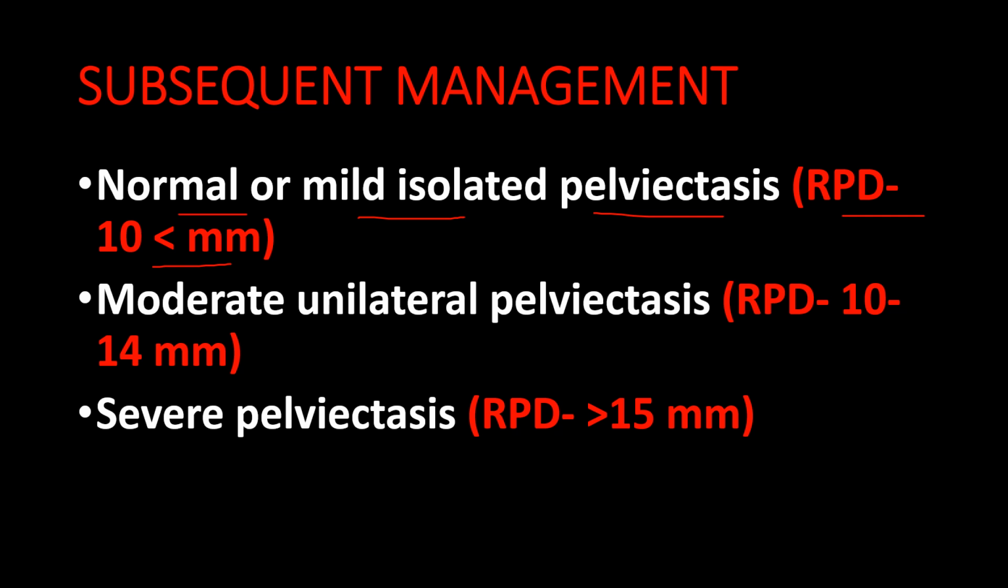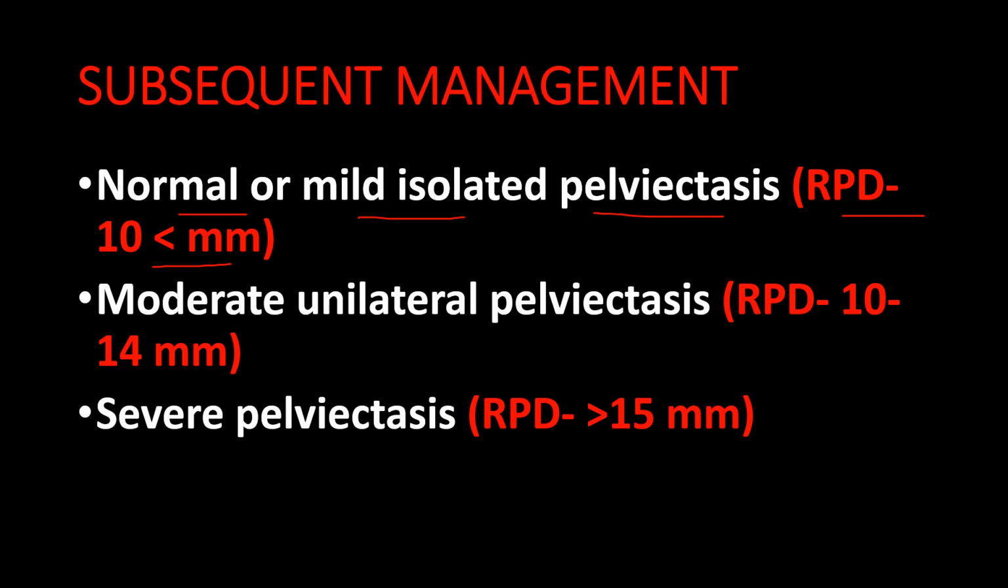If it is RPD less than 10 mm, no need of prophylactic antibiotic. If the 6 months scan is normal, shows no change and no UTI, you can discharge from the clinic. This child is normal. Only observe at home for the signs of UTI.